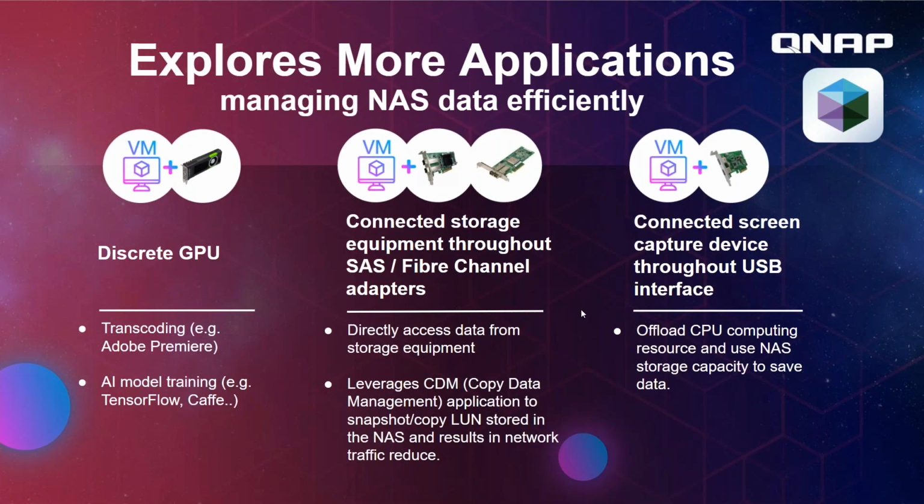So there are three different modes of GPU pass-through that we support currently. The first one is GPU pass-through. GPU pass-through allows you to install a video card or a graphics card onto your QNAP NAS, and then once you install that, you can just pass that GPU directly to the VM, so you can use the GPU directly on the VM.